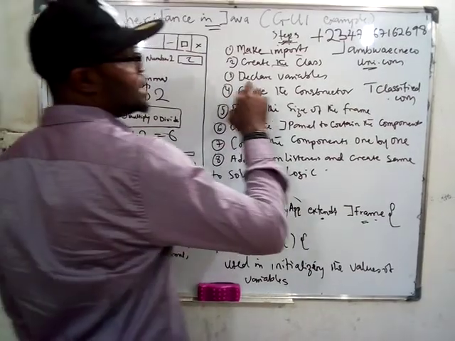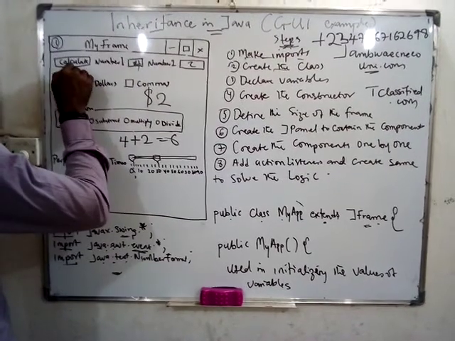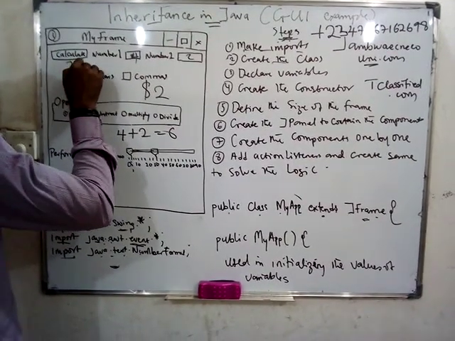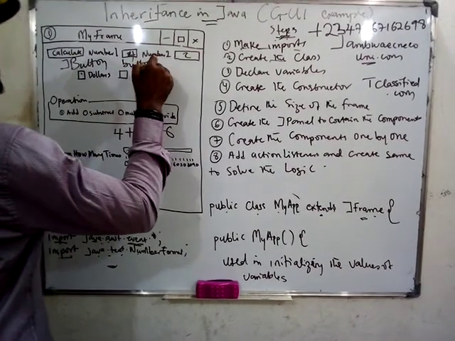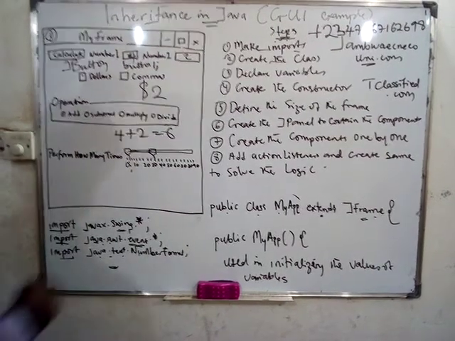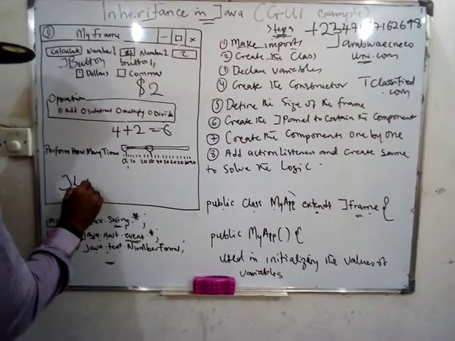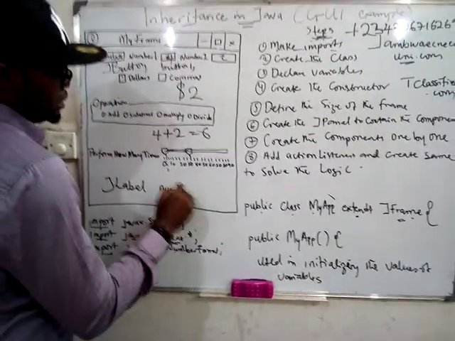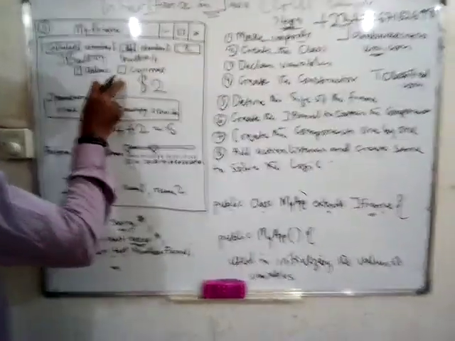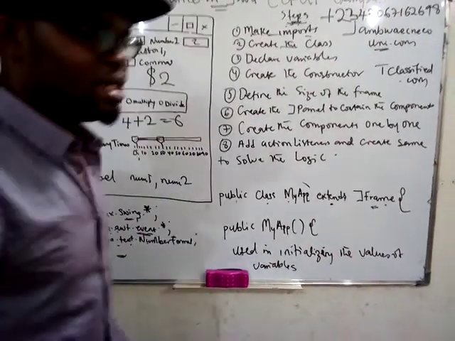Then the third thing you do is that you declare the variables. And what are the variables here? You see here that you have, this is what we call JButton. So you have to declare JButton. Maybe you can call it button1. Then you have label, number 1 and number 2. So you have to declare JLabel, num1 and num2. You have checkbox, so you have to declare JCheckBox, dollars and JCheckBox, commas.